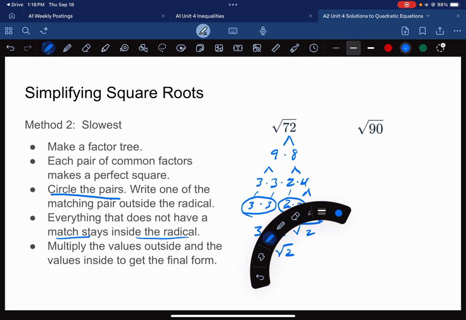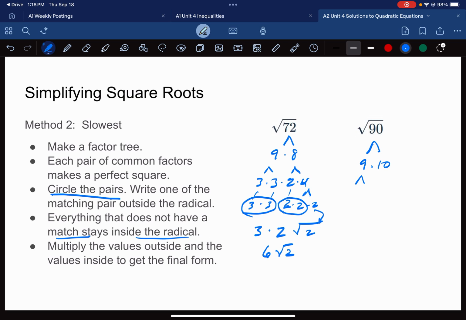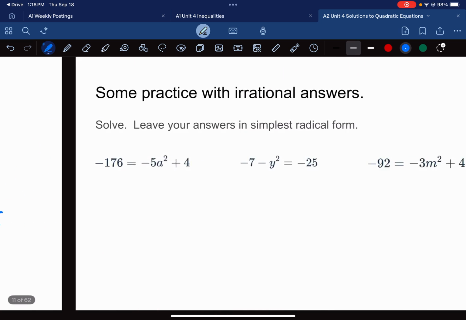Okay, so how about that 90 then? Well, 90, I think immediately to myself, 9 times 10. And then I'm going to break 9 into 3 times 3, and 10 into 5 times 2. And, well, there's a pair of 3s. So 3 gets out, but 5 times 2 stays inside. And I multiply those back together and just get 3 root 10. Okay? Hopefully you remember that, like I said before.